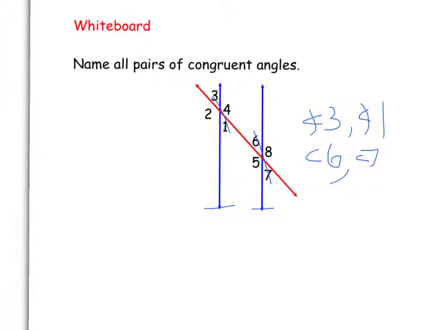And this is true with parallel lines only, and we'll be talking more about that soon. And because these are vertical, 3 and 1 and 6 and 7 are the same, then we can also say the same thing about 2 and 4 and 5 and 8. So they are congruent as well.